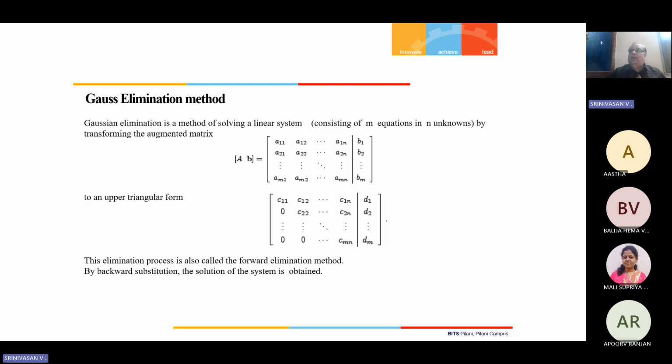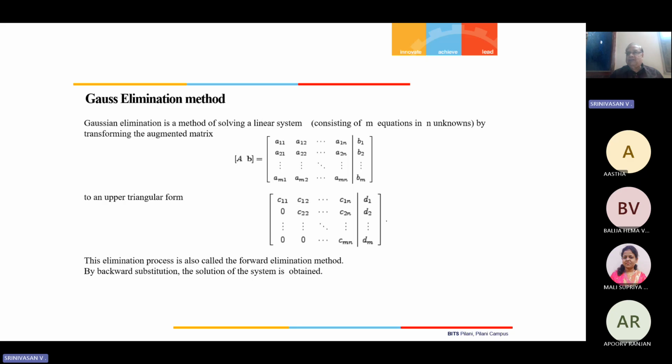You go to the previous row, back. You will definitely have two terms in the (n minus 1)th row, isn't it? Suppose you just imagine it to be 3 by 3, just for easy understanding. You will have x3. This constant into x3 is this much, therefore x3 is equal to that. In the second row, you will have this into x2 plus this into x3 equal to this much. Substituting for x3, you will be able to get x2.